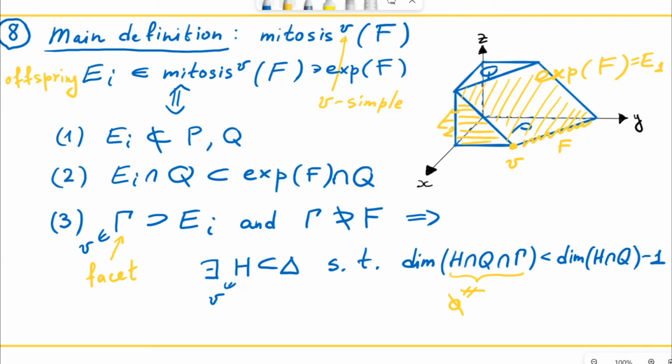So this is the main definition. It looks mysterious, and I am now going to explain how it fits into Schubert calculus. And the main tool will be Gelfand-Tsetlin polytopes in types A and C.